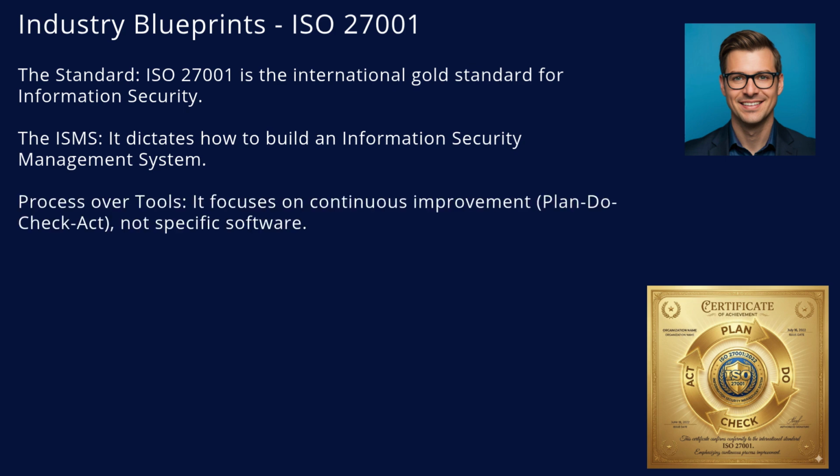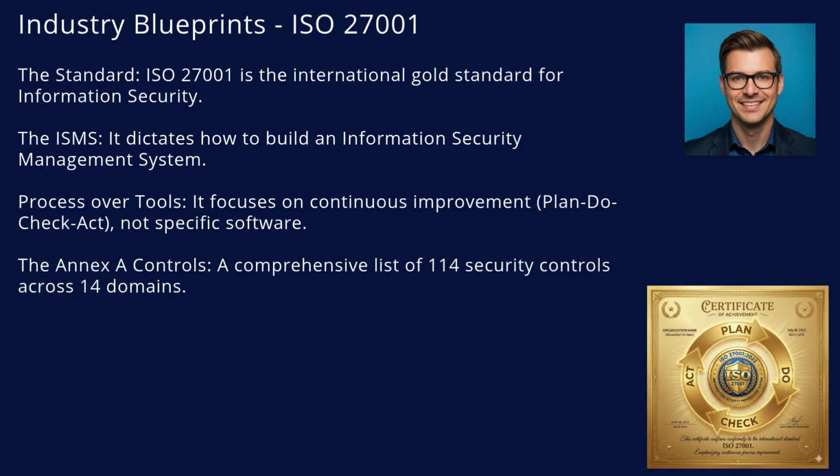It emphasizes process over tools. The framework is built on the Deming cycle of continuous improvement: plan your security, do the implementation, check the results, and act to fix the flaws. To help you, the standard provides Annex A, which is a comprehensive menu of 114 specific security controls covering everything from cryptography to human resources security.